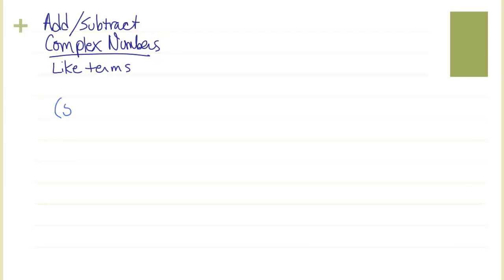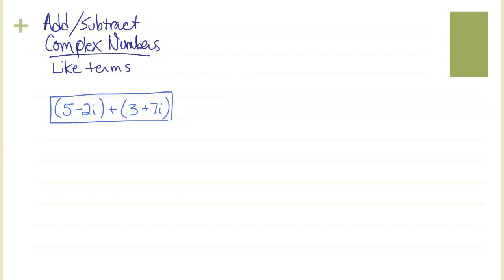If I have this complex number plus this complex number, if that's my problem, that's my question, and I'm asked to add those, then I'm just going to add my 5 and my 3 and my negative 2i and my positive 7i. So I got 8 plus 5i. Super simple. If I'm subtracting, I got to take that one extra little precautionary step.